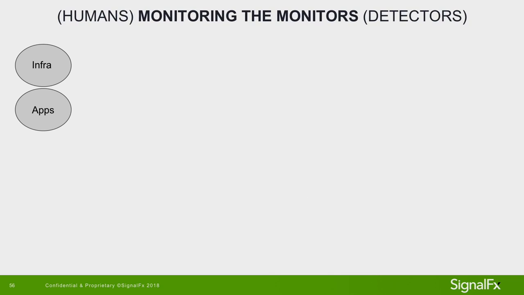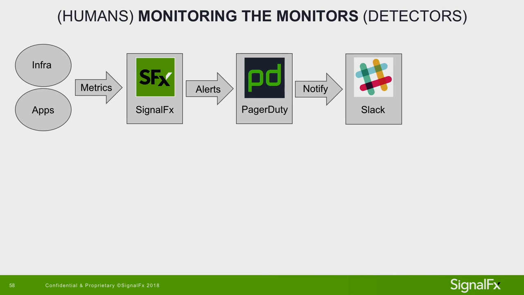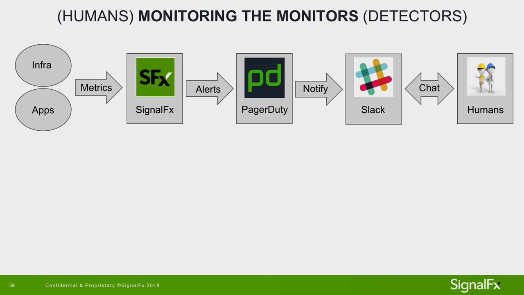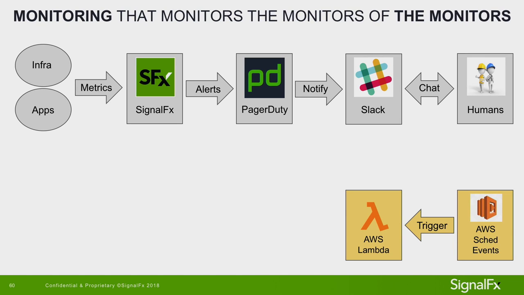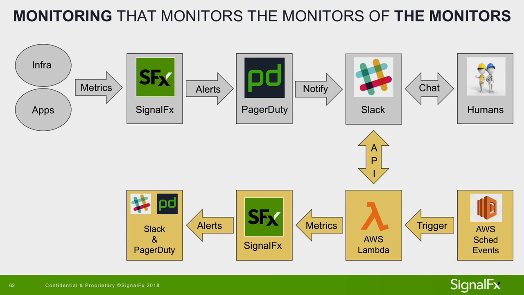And if you want to, again, see this in slow motion, here's how it goes. Our infra and apps are producing metrics, which are going to SignalFx, which is raising alerts, going through PagerDuty back to Slack. Humans are collaborating on Slack. And then the stuff that we added below is, we had an AWS scheduled function that's triggering a Lambda. The Lambda uses Slack APIs, again, fetches more metrics, sends back to SignalFx. We raise a different set of alerts.